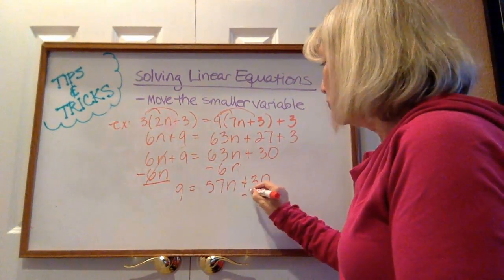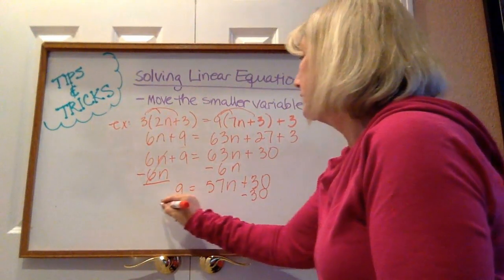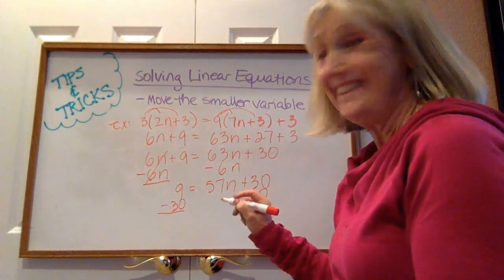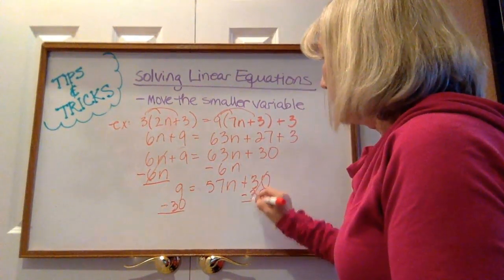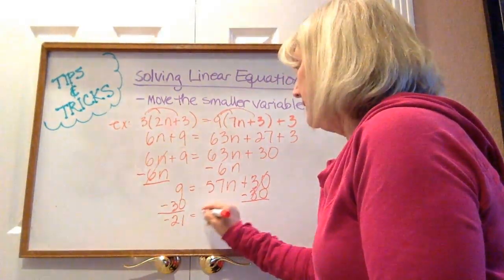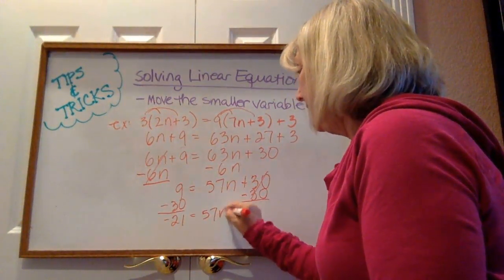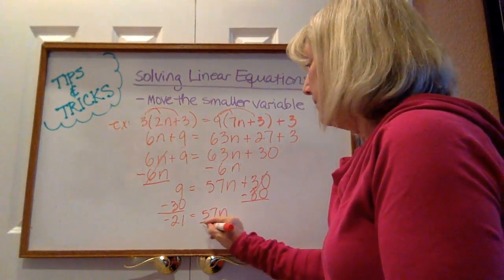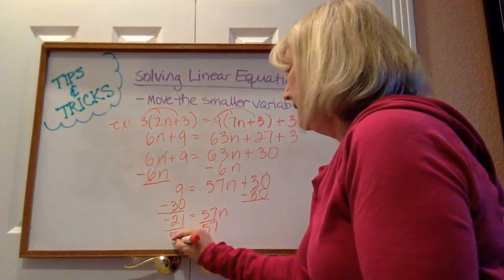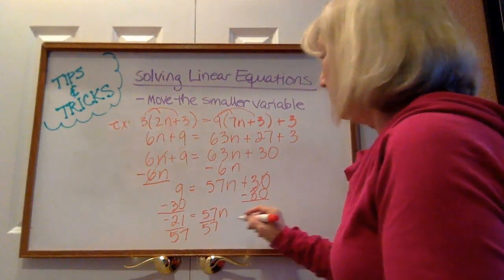So we're going to subtract 30 from both sides. I also like to write the minus 30 on both sides. Don't do things in your head. It's not a great idea. So these go away, and this ends up being negative 21 equals 57n. As I said, our last step is to divide by the coefficient, which is 57. And now that will equal n.